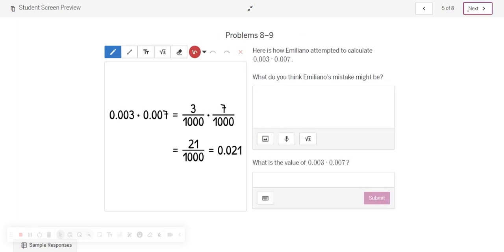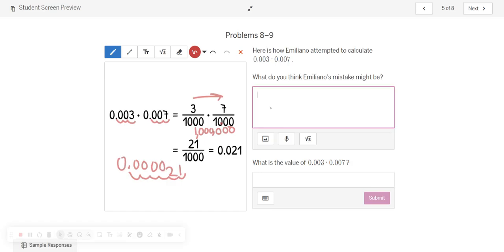Okay, and so then we look a little bit further. What did Emiliano do on this one? He's got thousandths times thousandths. That's millionths. 1,000 times 1,000 has 6 zeros. So you've got common denominators, but you still have to multiply straight across. So he should have gotten 21, but with 1, 2, 3, 4, 5, 6 decimal places. The decimal should be right there. That gives me 4 zeros. He didn't multiply thousandths by thousandths.